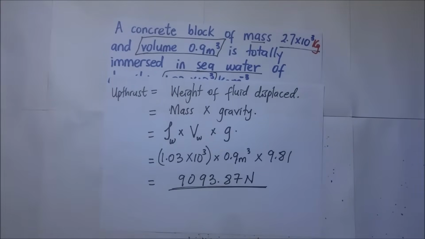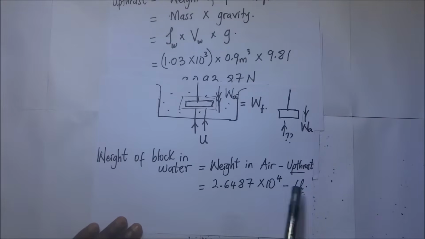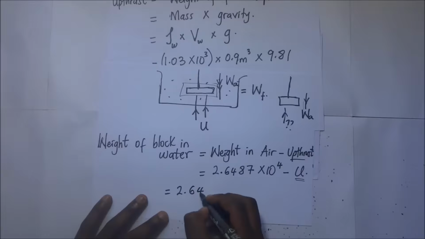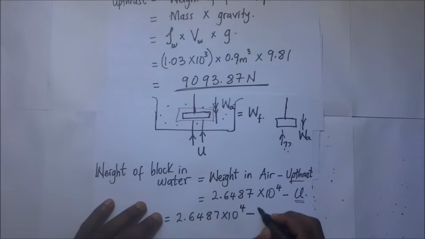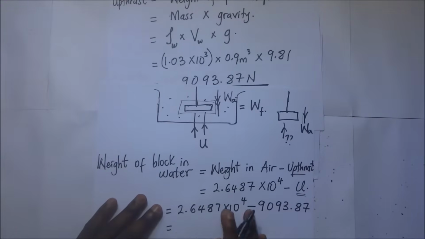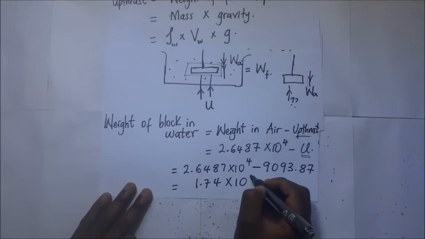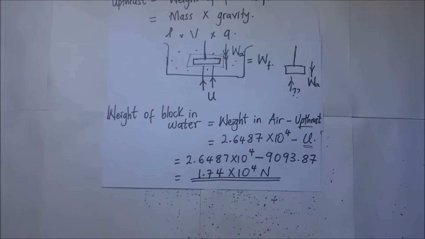Now that we've gotten our upthrust force, we can go ahead and finish up with our earlier calculation. Our calculation required us to find the weight of the block in water, which is the weight in air minus the upthrust. In this case, this is going to become 2.6487 times 10 to the power 4 minus the upthrust force, which is 9093.87 newtons. And that's going to give us 1.74 times 10 to the power 4 newtons, and this is the answer, the weight of the block in water.